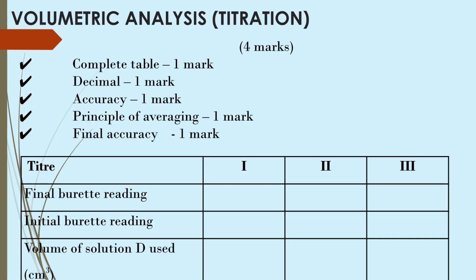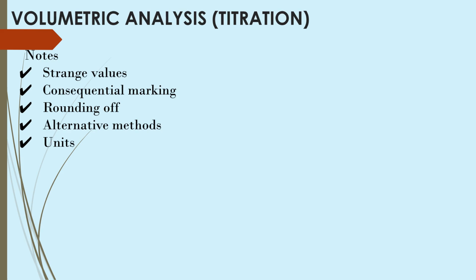The graph shows solubility curves for various salts, like KNO3, K2SO4, sodium chloride, and copper(II) sulfate, illustrating how their solubility changes with temperature. In volumetric analysis or titration, marks are awarded for completing the table, correct decimal places, accuracy, principle of averaging, and final accuracy, totaling 4 marks. Notes for volumetric analysis cover handling strange values, consequential marking, rounding off, alternative methods, and correct use of units.